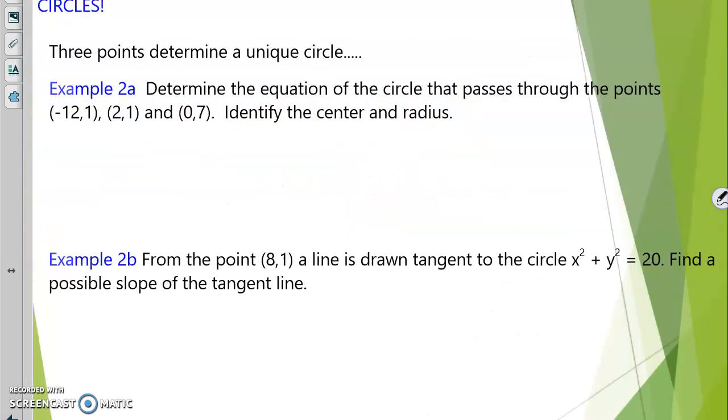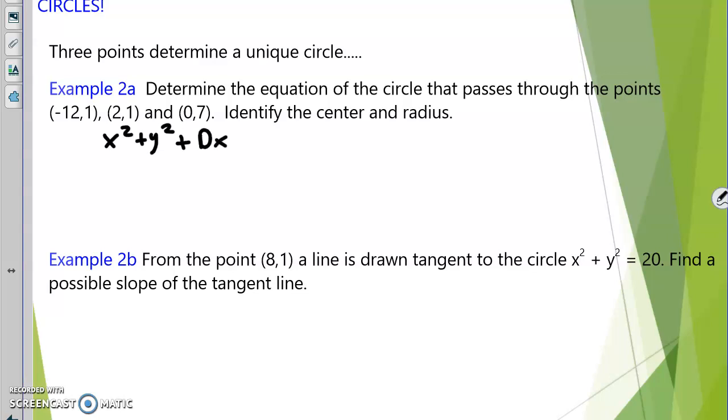Alright, pause if you need to at any time. 3 points determine a unique circle. So if I wanted to find out the circle that passes through those 3 points, I'm going to use the general form of my circle all foiled out. Let me show that to you.